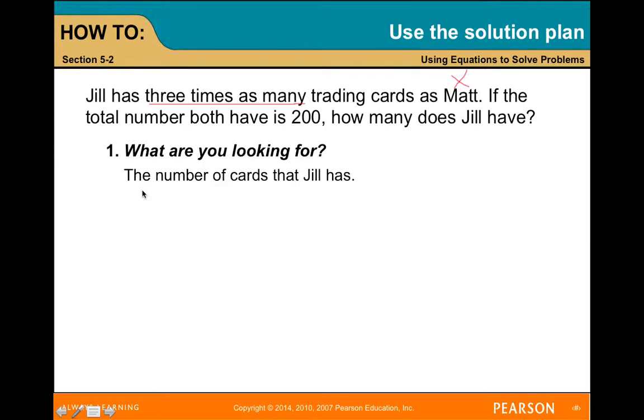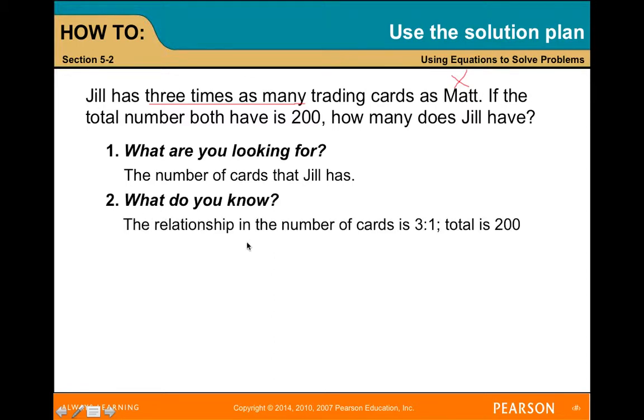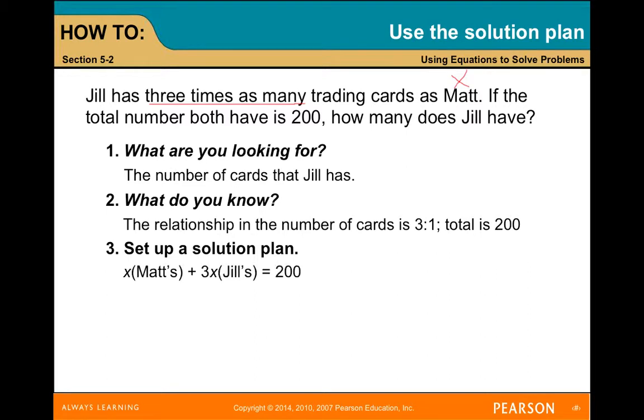So what are we looking for? We're trying to find out the number of cards that Jill has. That's going to be our answer. What we know is that the relationship in the number of cards is 3 to 1, and the total is 200. So now we're going to set up a solution plan. So we do X, the number of cards Matt has, plus 3X in parentheses, Jill's cards, equals 200.